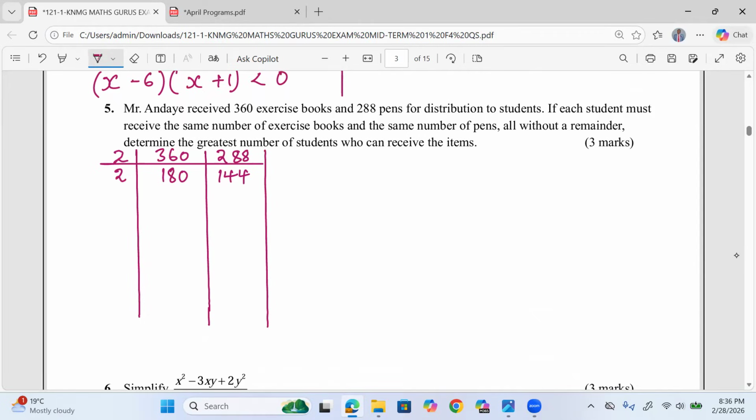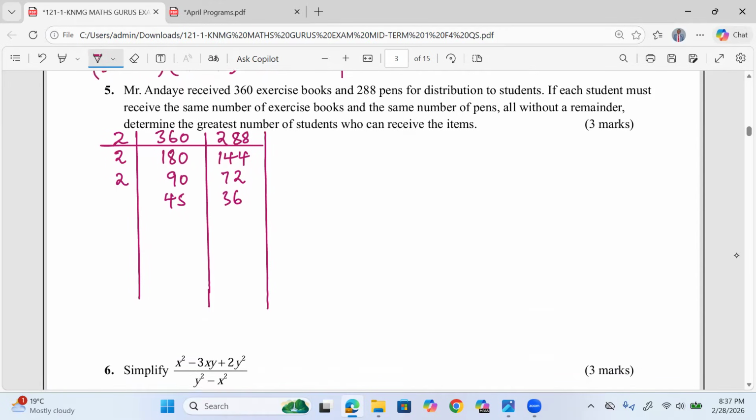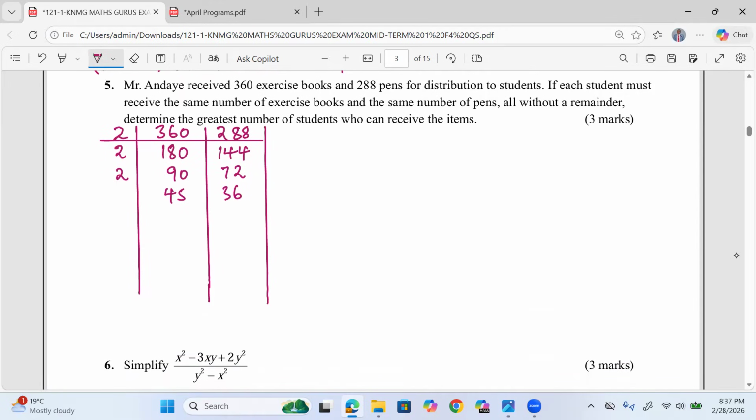They are still even numbers, so 2 can proceed to give us 90 and 72, still even. So we proceed with 2 again to give us 45 and is it 36? Yeah. Now 36 is even, but 45 is not. And therefore, 2 cannot continue dividing them.